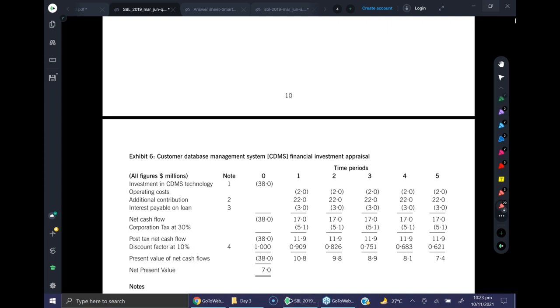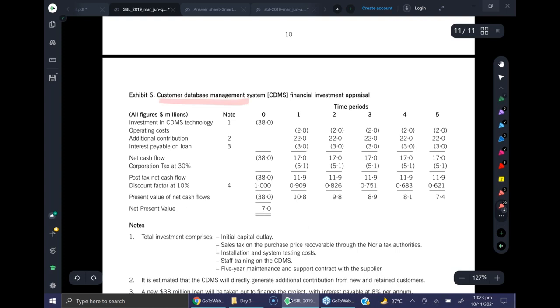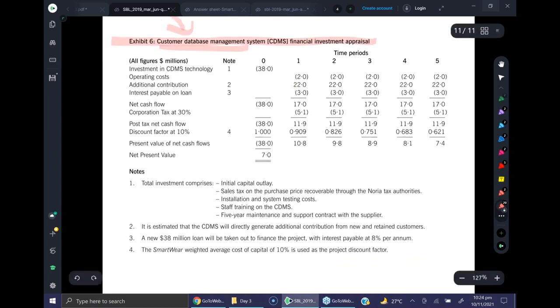Okay, exhibit 6, guys. Exhibit 6 is the customer database management system, financial investment appraisal. There is one full requirement on this. It was question number 4, part B, but question number 4, part A was also about discussing the benefits of the customer database management system, right? So I think exhibit 6 is for both, but of course this financial appraisal is for part B, where you have to evaluate this and apply professional skepticism. Whatever is right, we'll say it's right. Whatever is not right, we will highlight that it is not okay.